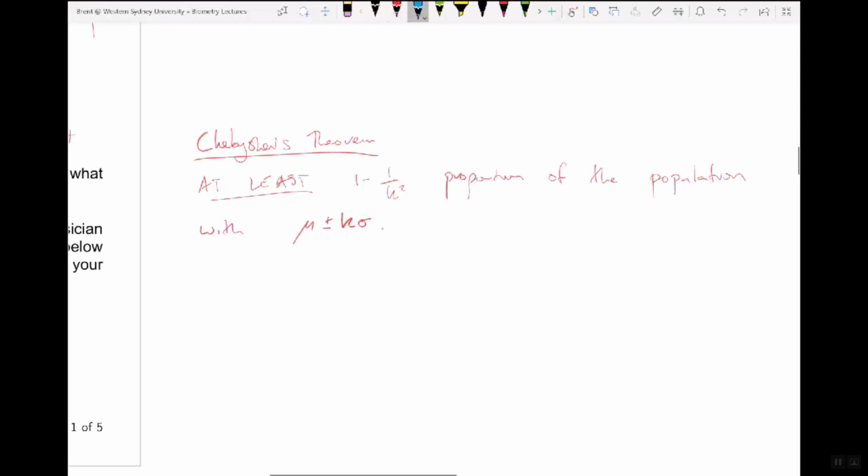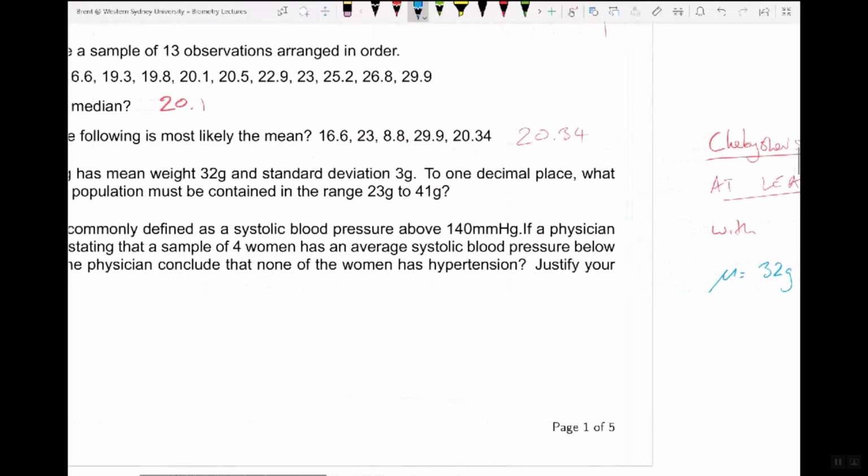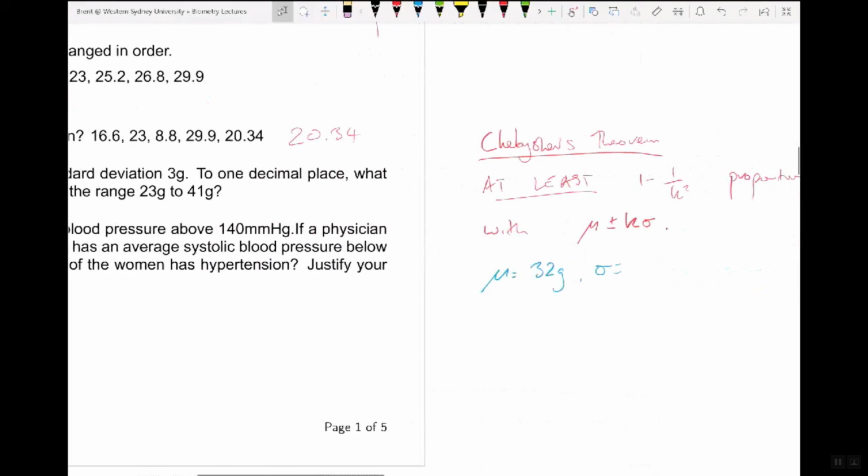Well, in our particular question, the mean was 32 grams, and we need to know how many standard deviations we are from the mean. The standard deviation is 3 grams. So 23 and 41, how many standard deviations are they from the mean? That's what I want to work out. You can do this in your head if you're good. 23 minus 32, that's a difference of 9.